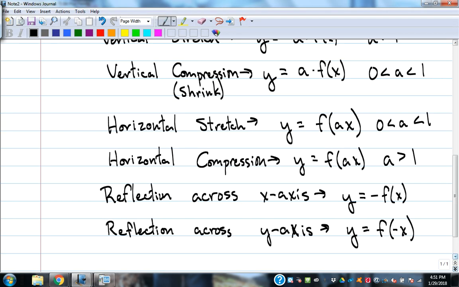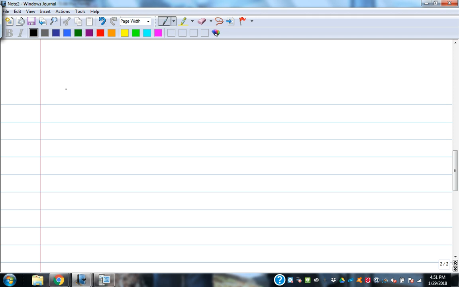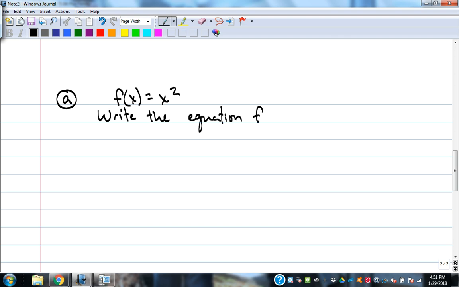So let's look at that. Here's our original function, f of x is equal to x squared. And we want to write the equation for each translation or transformation.